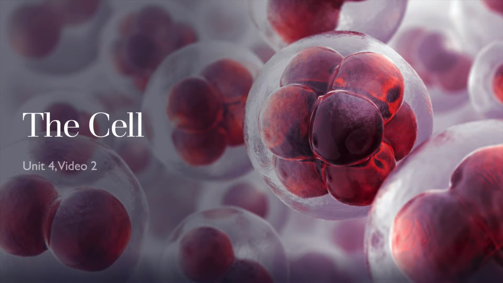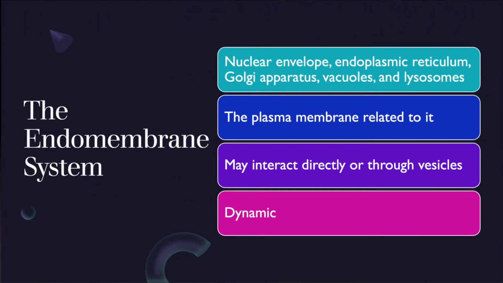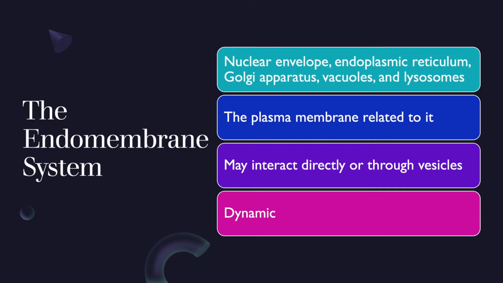Today, we will be diving deep into organelles and their special functions in the cell. Let's begin with the endomembrane system. Recall that eukaryotic cells have membrane-bound organelles, which divide the cell into different compartments. The endomembrane system includes the nuclear envelope, the endoplasmic reticulum, the Golgi apparatus, vacuoles, and lysosomes. Interestingly, the plasma membrane is not a part of the endomembrane system, but it is related to it.